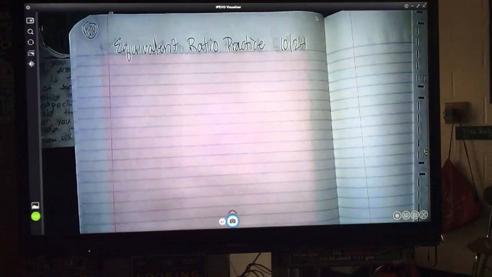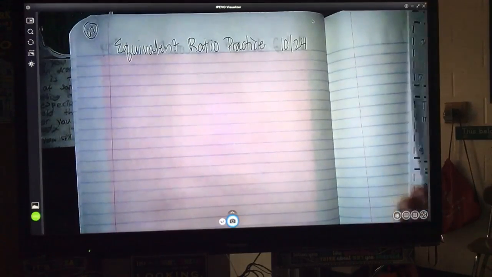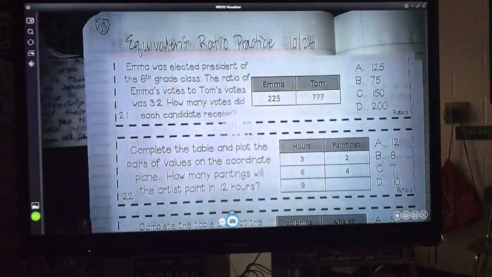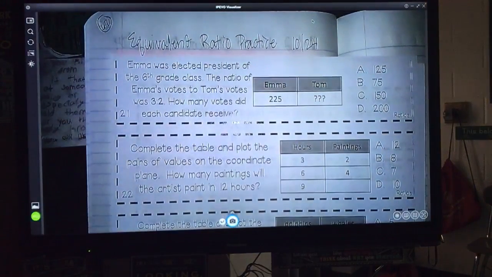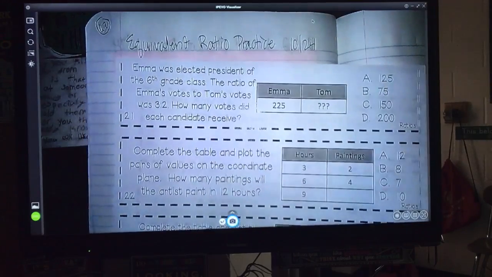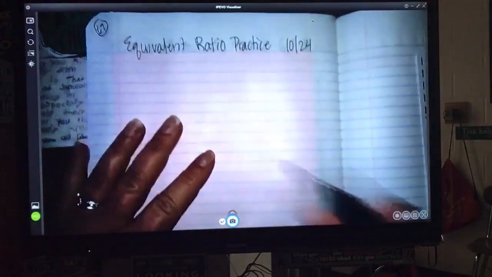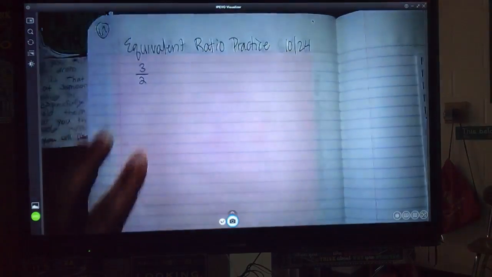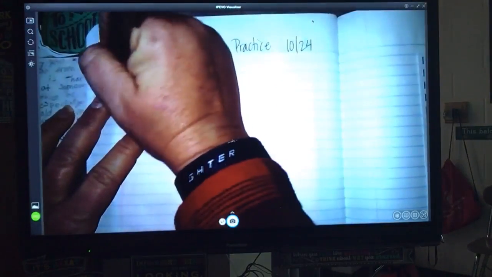Gemma? 6. Which is number 21. Okay, so it says Emma was elected president of the sixth grade class. The ratio of Emma's votes to Tom's votes was 3 to 2. How many votes did each candidate receive? All right, so we know that it's 3 to 2, right? This is number 21.